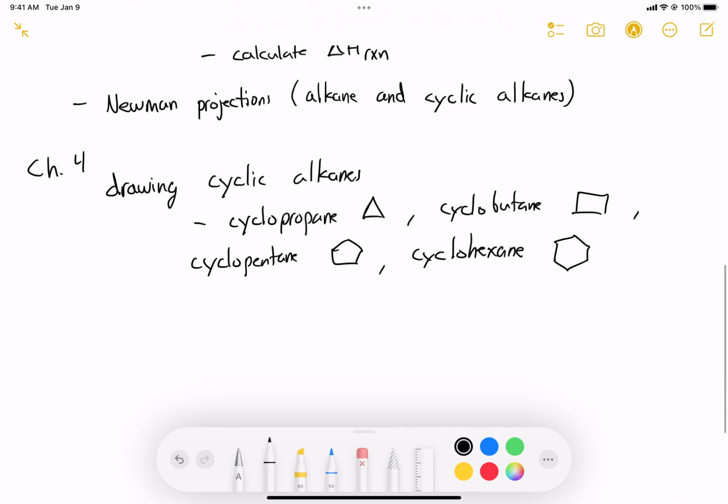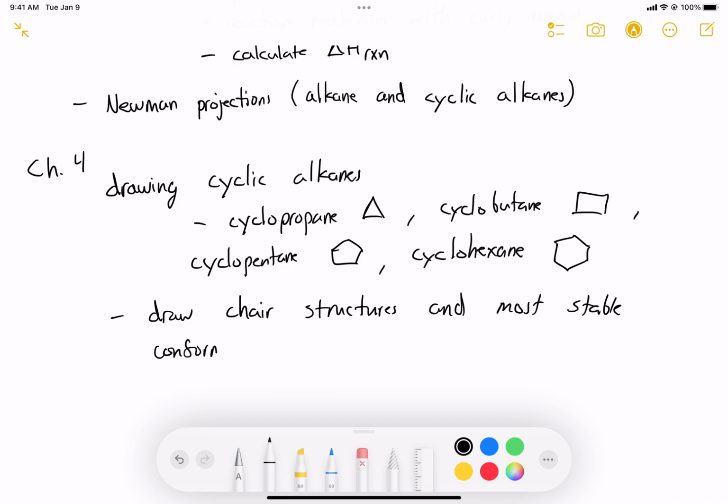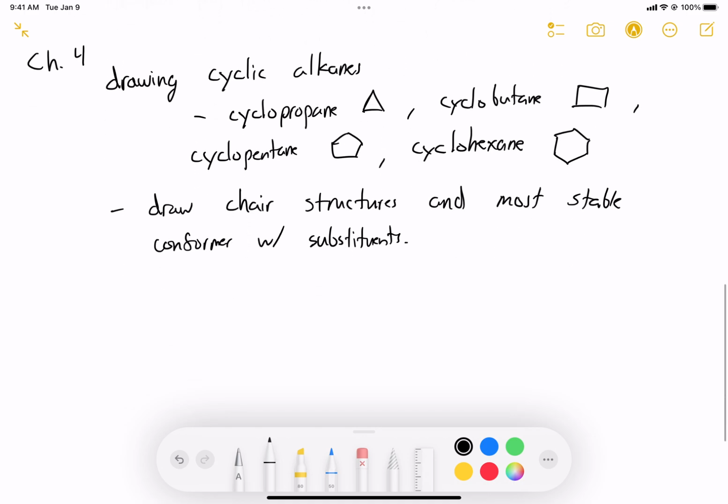Okay, so you want to be able to draw cyclic alkanes, and then you want to be able to draw chair structures and the most stable conformation, the most stable conformer, with substituents on it. So you're going to have substituted cyclohexanes, and you might be asked to draw the most stable chair conformer. All right, so that's the chair structures.